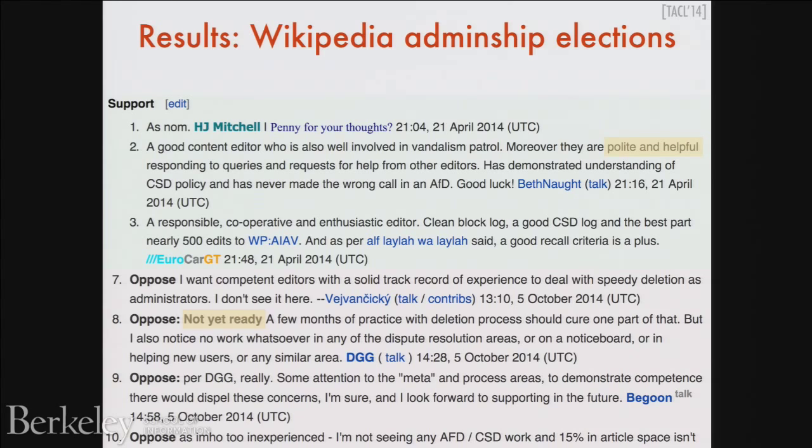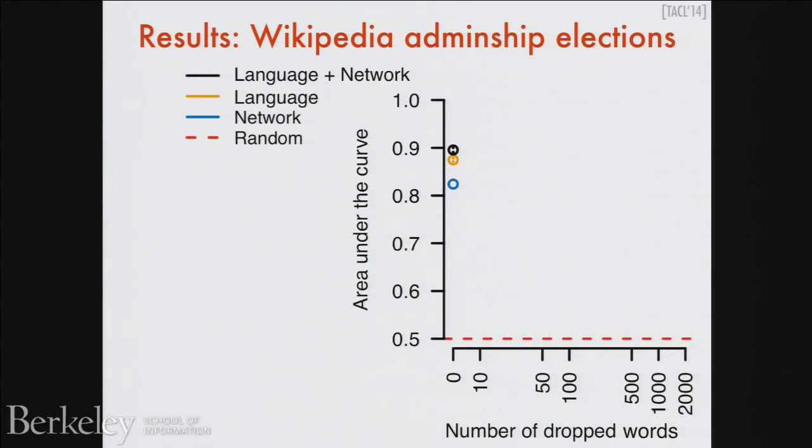So here you see some examples. On the top, there are some support messages, polite and helpful and things like that. And at the bottom, there are oppose messages, things like not yet ready and so on. And what we do now is we hide a fraction of the edge signs. So first of all, we really have a network here now of users voting on each other and text associated with those votes. And we hide a fraction of those edge signs. And the task is to predict what those edge signs are based on the observed edge signs and on the text. And we evaluate this in terms of area under the ROC curve because it's basically a binary classification task, plus or minus. And that's what you see on the y-axis here.